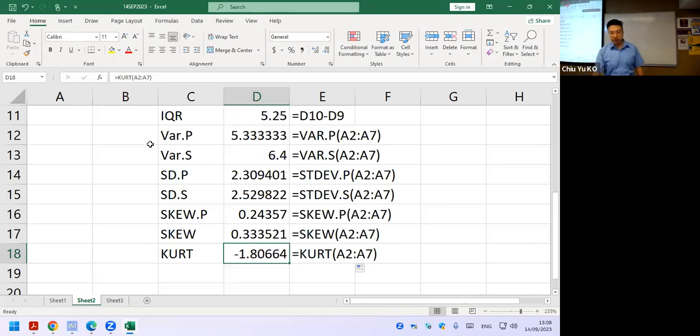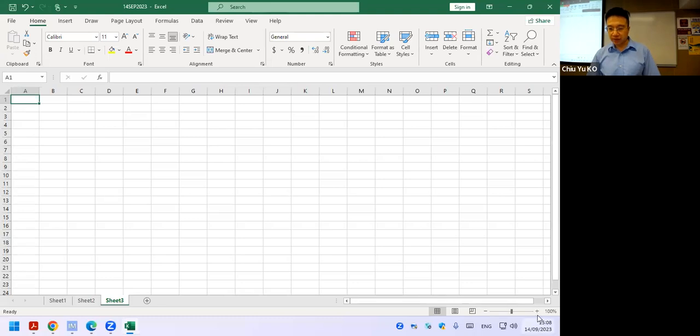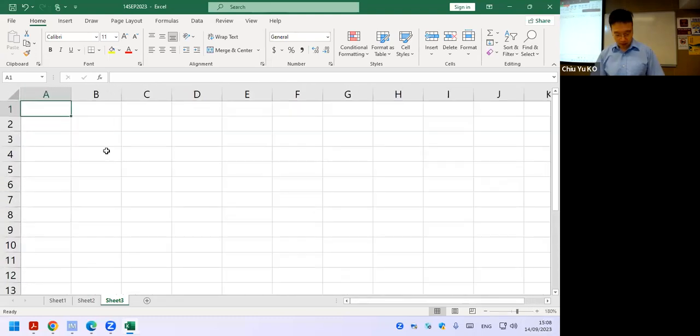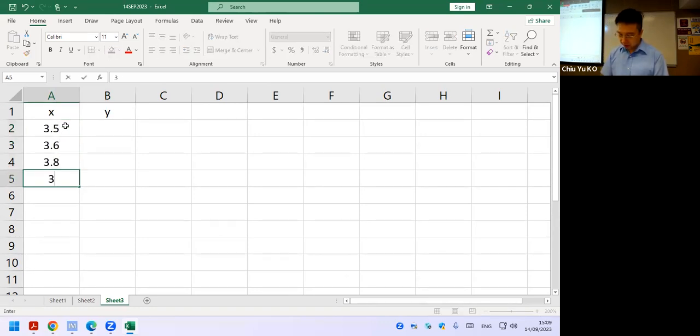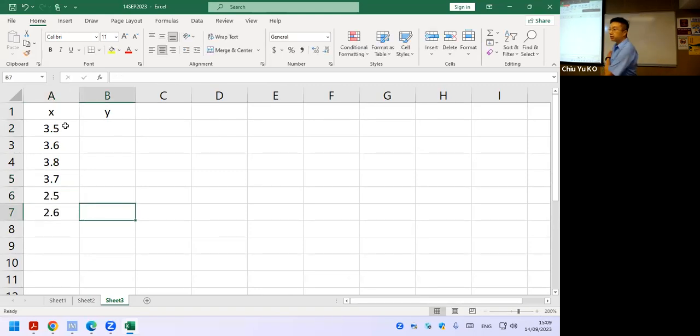Okay. So number 3 here is the spreadsheet number 3 of another one. What I do is I have 2 variables x and y, right? Imagine x and y would be just like you have your GPA and your income, right? Maybe x is your GPA, right? Maybe 3.5, 3.6, 3.8, 3.7, 2.5, 2.6. And then y is the first monthly income of the first job, right?